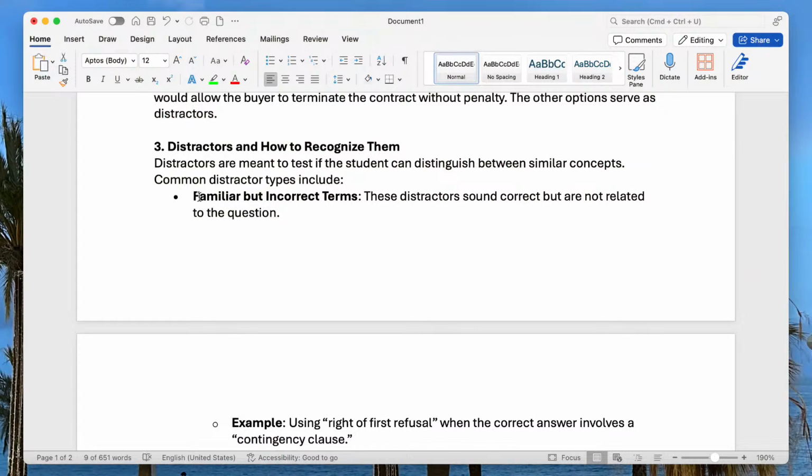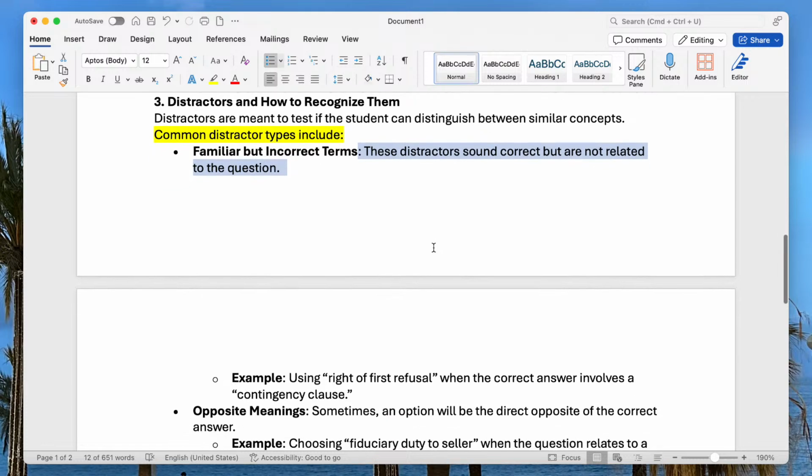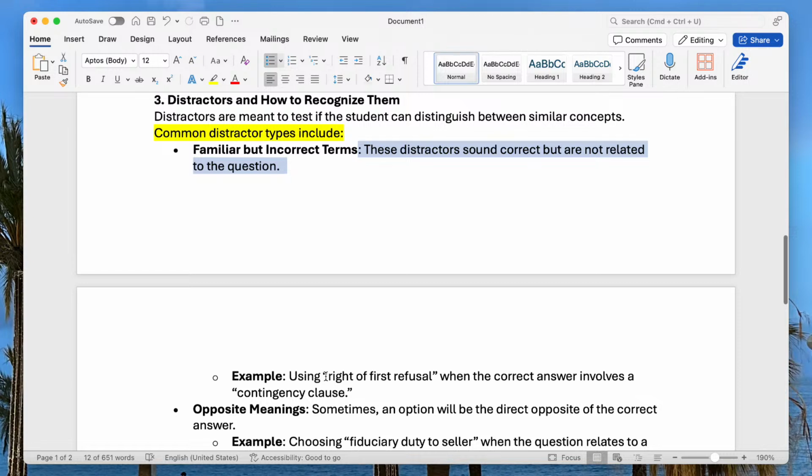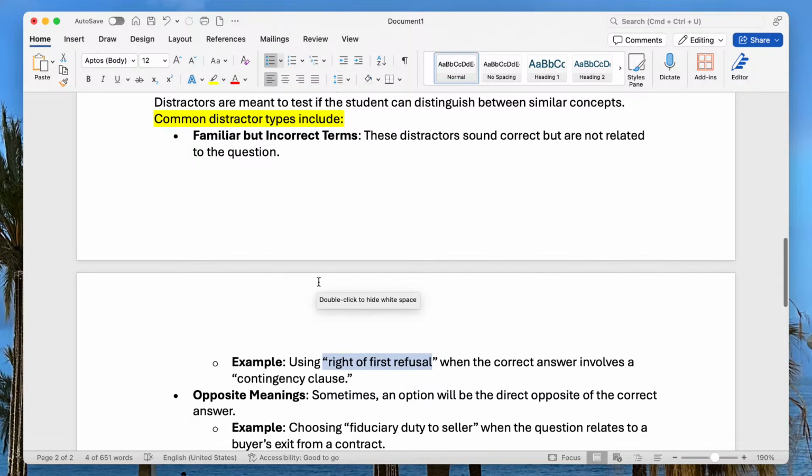So let's take a look at this. Common distractors. This is what I want you to think about, as this is why I'm going over this with you. First of all, they're familiar but incorrect terms. These distractors sound correct, but are not related to the question. For example here is right of first refusal. It kind of sounds correct because the right of first refusal is a contingency clause, but it doesn't apply correctly in this specific question. So the first type of distractor is familiar, but incorrect terms.